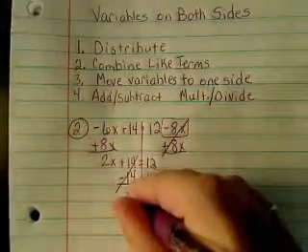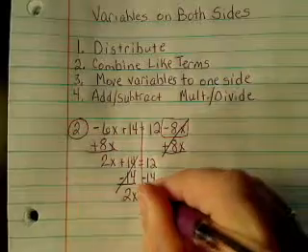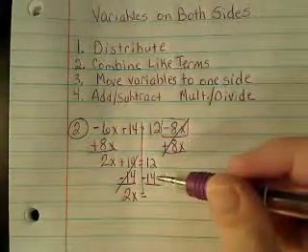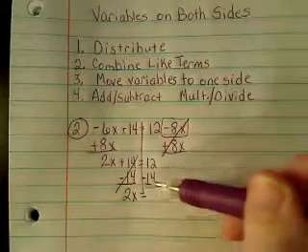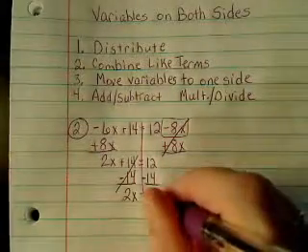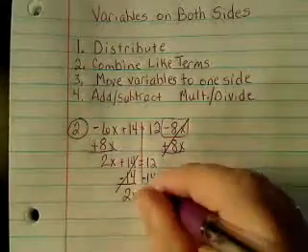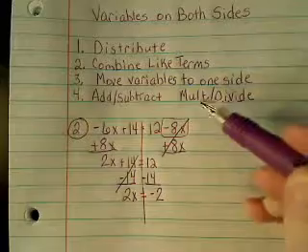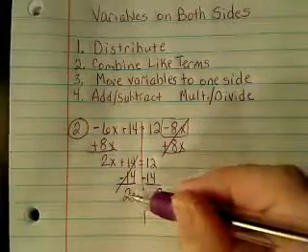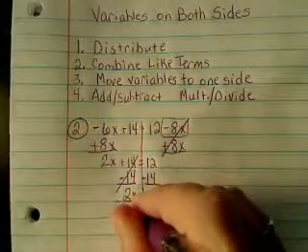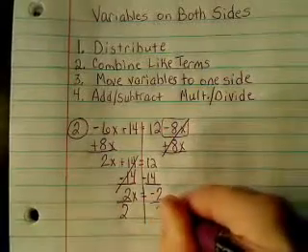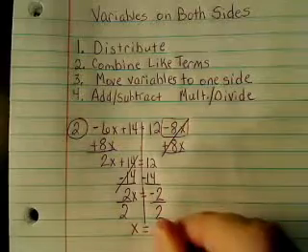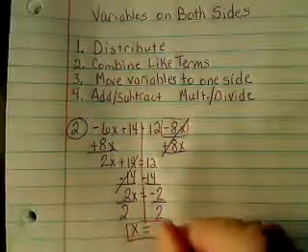That cancels here, and I just have 2x. And then on this side, I have 12 minus 14, which gives me a negative 2. Last step, inverse of multiplying 2 times x. So I'm going to divide by 2, and that gives me x equals negative 1.